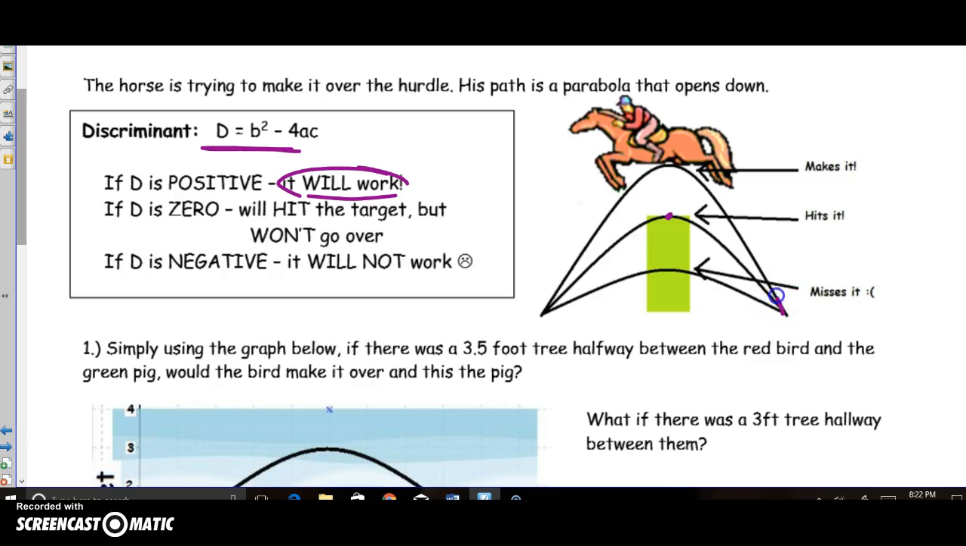We have that modeled right here. If the discriminant is positive, you're going to see that it definitely clears the target. If it's 0, it basically gets right up to it. And if it's negative, it's basically going to hit it and not go over.